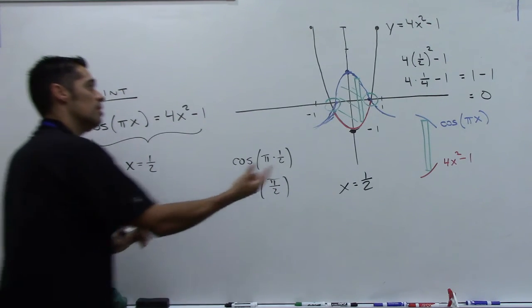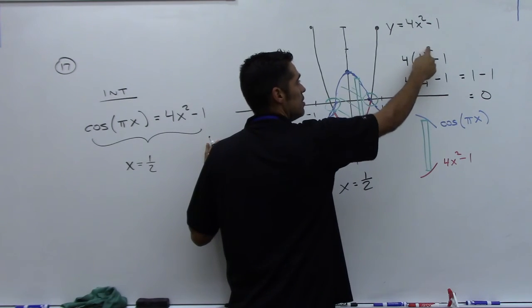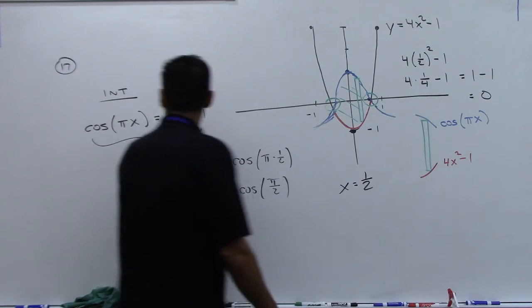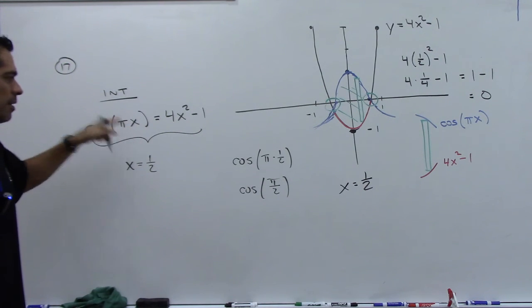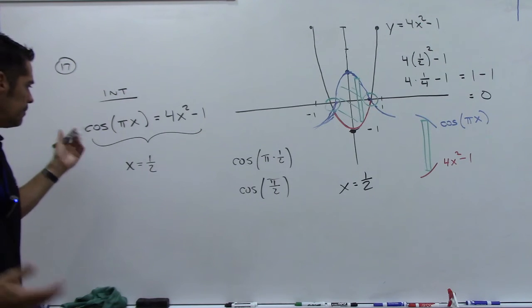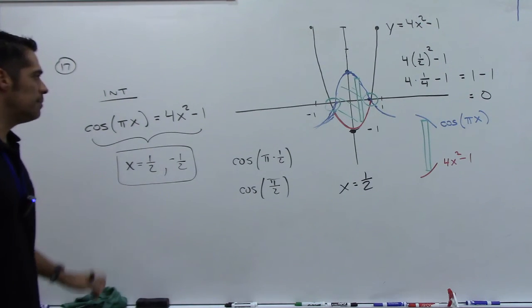But it also worked on the other side. If you plug negative 1/2 in, it would change that to a negative 1/2. It would square it. It would still be the same thing. And cosine, of course, is an even function, so plugging in -1/2 and +1/2 will give us the same thing. So we actually have two solutions, -1/2 and +1/2.